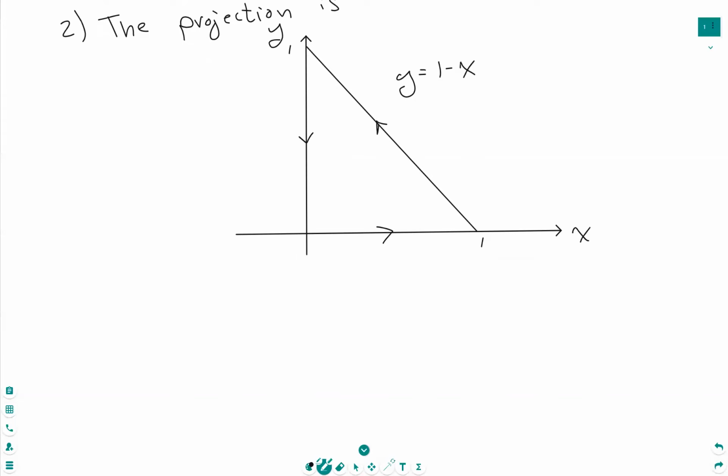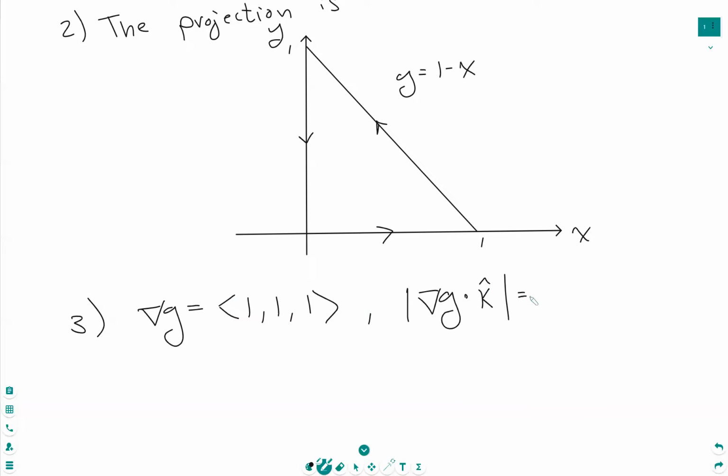So now step 3. We look at the gradient of our g. This was just x plus y plus z, so we get 1, 1, 1. We also need to take a look at the magnitude of the gradient of g dotted with k hat, because that's what our p vector is. Well, this just grabs the absolute value of 1, so we can just write that as 1.